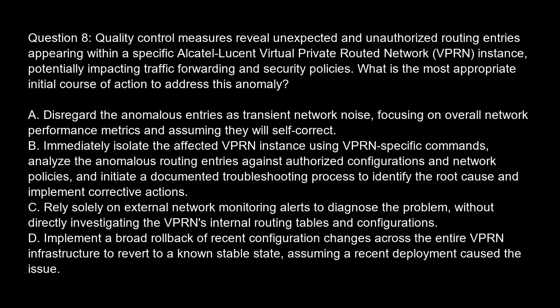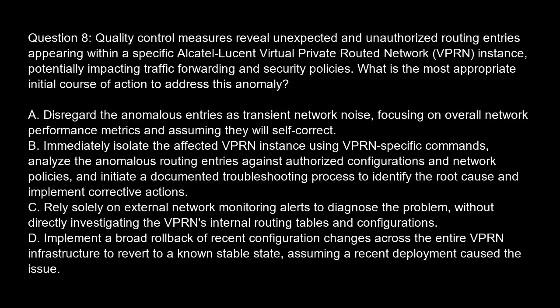Question 8. Quality control measures reveal unexpected and unauthorized routing entries appearing within a specific Alcatel Lucent Virtual Private Routed Network (VPRN) instance, potentially impacting traffic forwarding and security policies. What is the most appropriate initial course of action to address this anomaly?